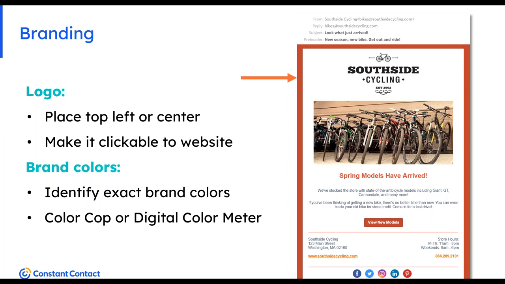If you don't already know what your brand colors are, you can use free color match tools like ColorCop or Digital Color Meter to identify the exact brand colors used in your logo and website. Now, Google Chrome has an eyedropper extension for those of you who do not want to install something on your computer. Together, the logo and brand colors help establish a consistency throughout your email that represents your business. Once you've set up your template with the branding elements, you'll want to select a compelling image.